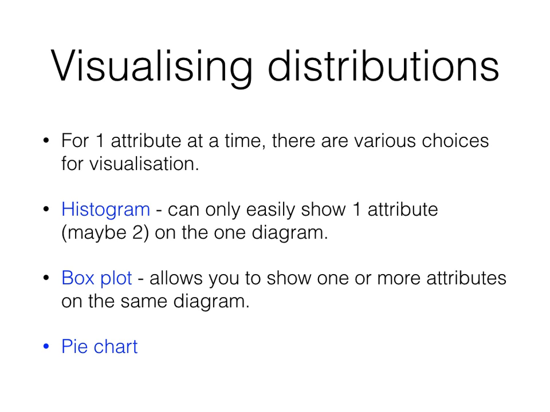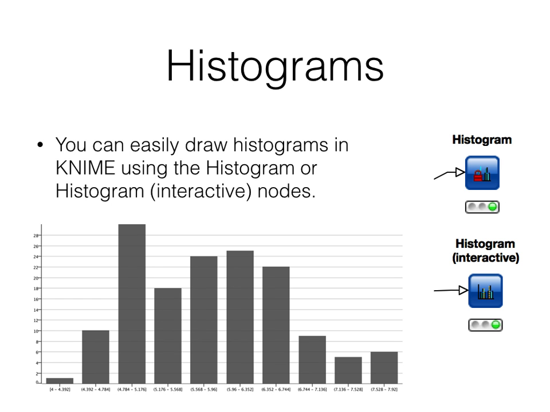That allows us to show more than one attribute at a time on the same diagram. And pie charts, which you're probably quite well aware of. So let's look at histograms.